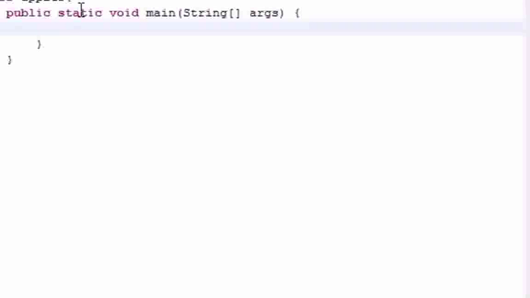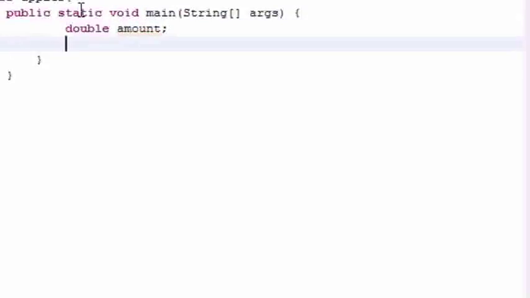So we need 3 variables: double amount, and we don't know what this is yet, so we're just going to leave it set to nothing. Double principal, and again we're using double because we want to use decimal points. We can't use int because these aren't whole numbers. So double principal, we know what this is, 10,000, since that's how many subscribers I have to begin with. And don't put the comma there.